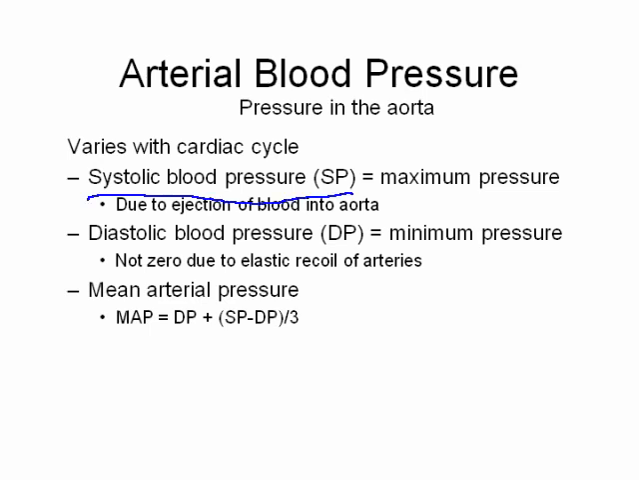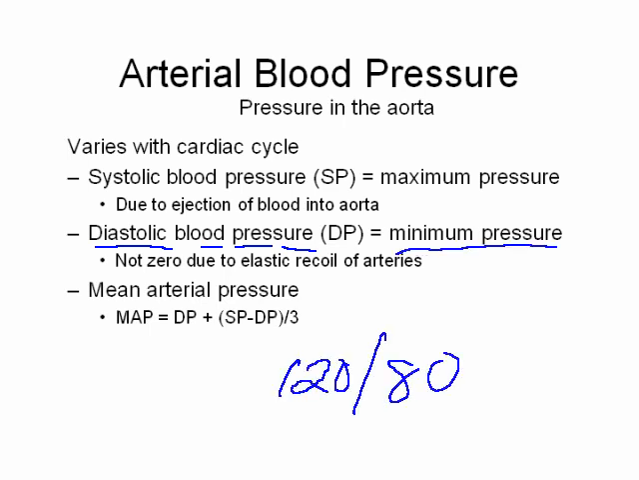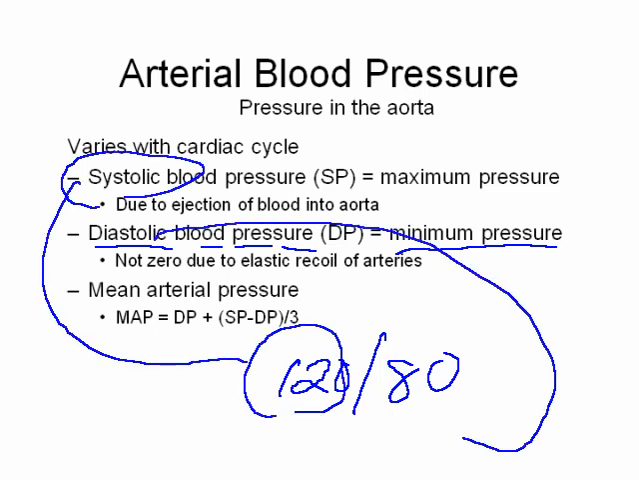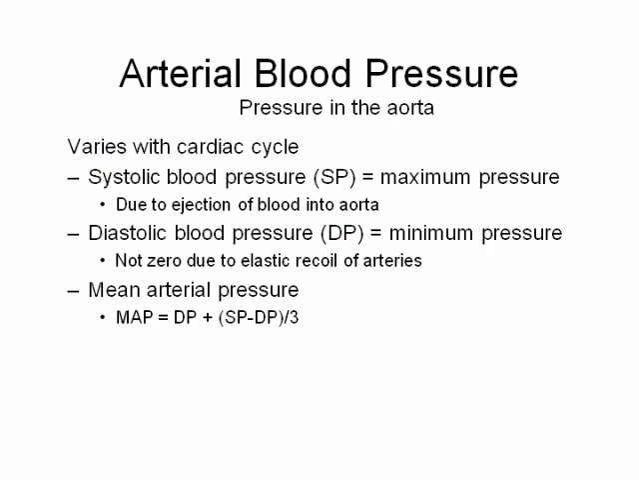Systolic blood pressure, which occurs, of course, during ventricular systole, hence the name, is the maximum pressure. And it's due to the ejection of blood into the aorta. Diastolic blood pressure, which of course is occurring during ventricular diastole, is the minimum pressure. So again, if you have 120/80, the systolic pressure is the 120, the diastolic pressure is the 80. It's not zero. Diastolic pressure does not go to zero, again, because of the elastic recoil of the arteries.